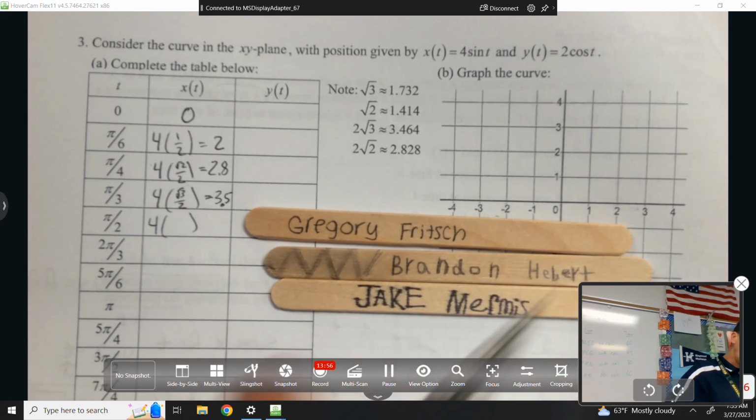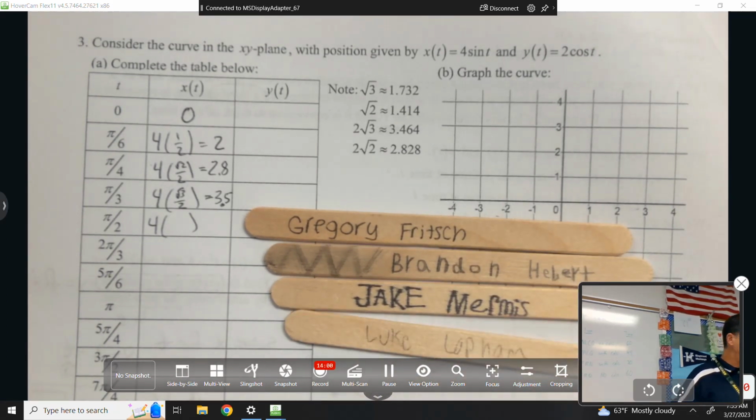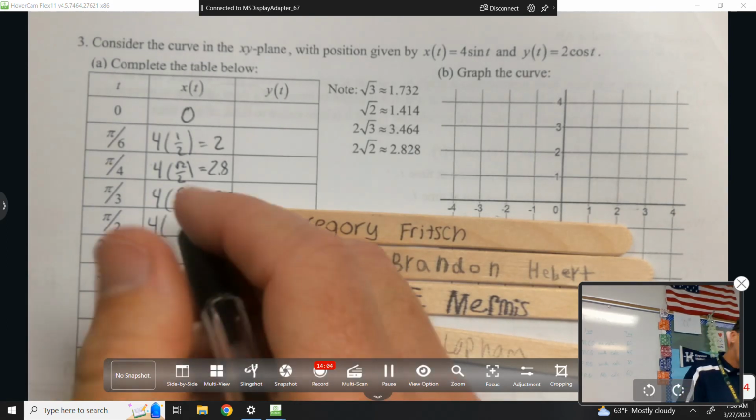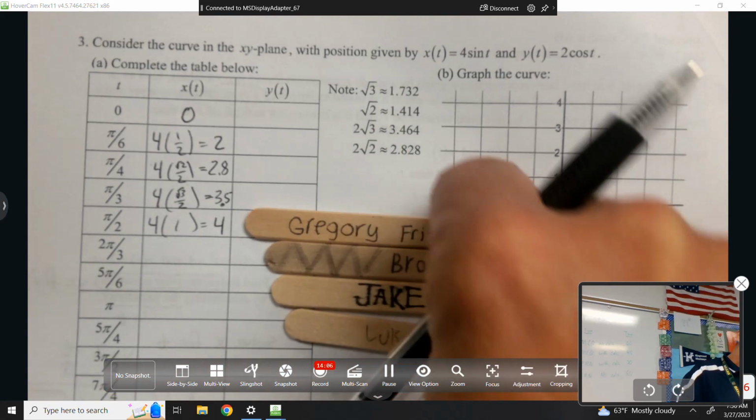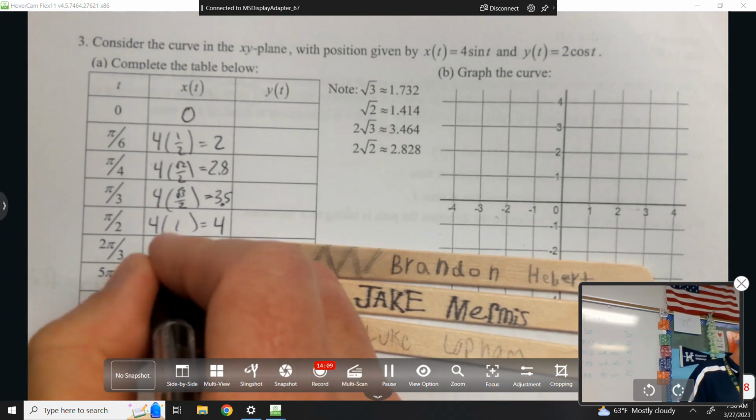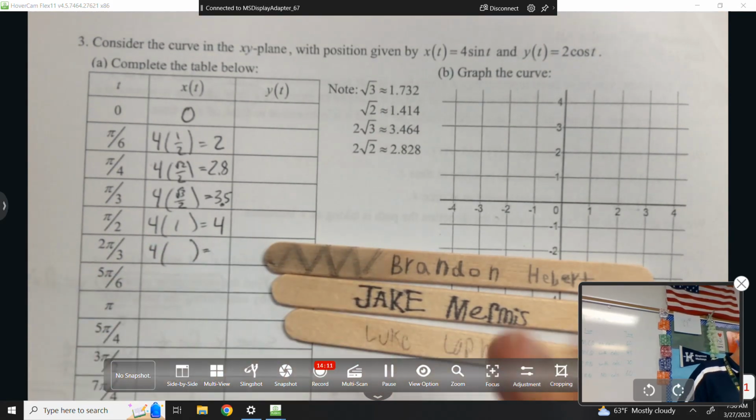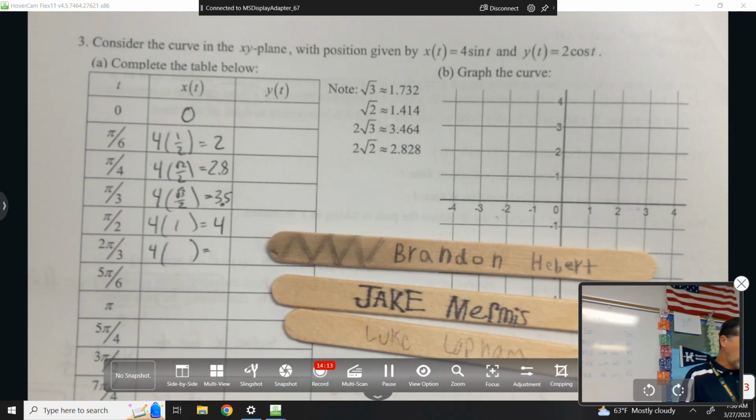Gregory, how about the sine of pi over 2? Sine of pi over 2? 1. So that's an easy one. Brandon, how about the sine of 2 pi over 3?